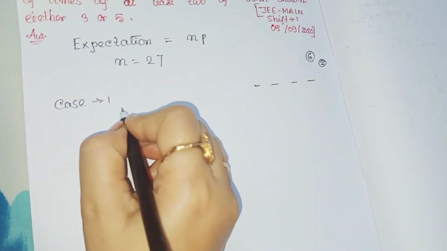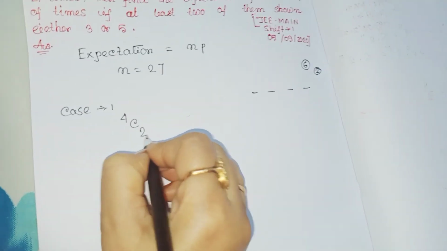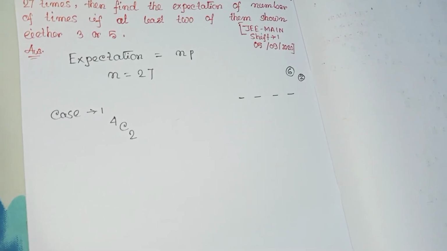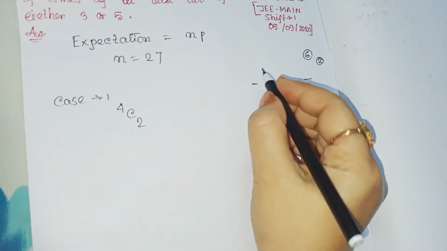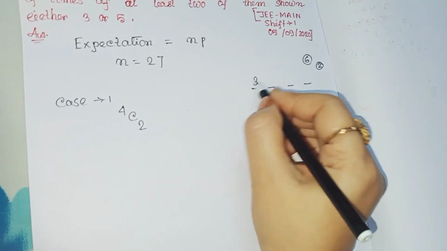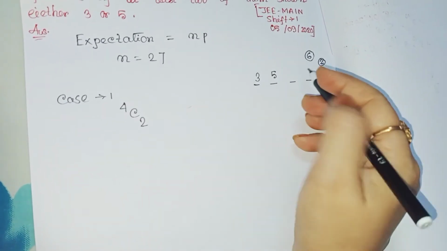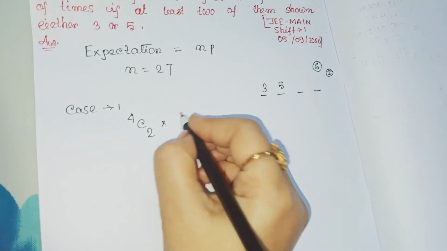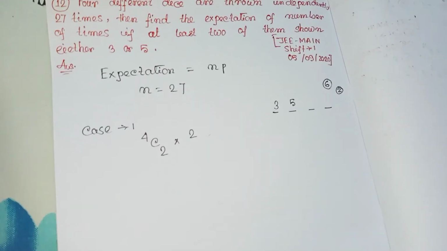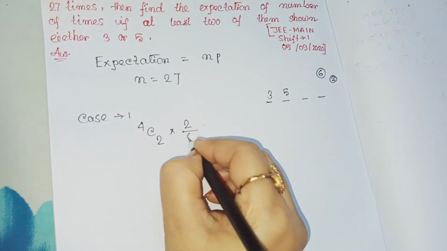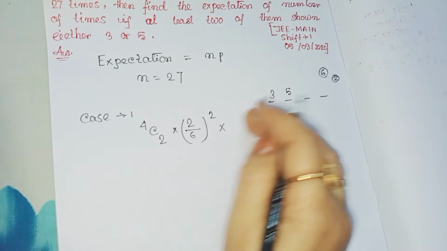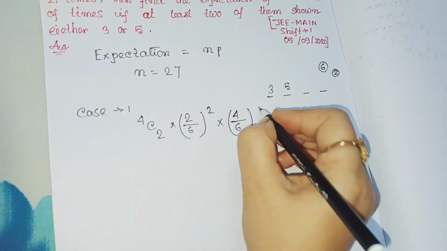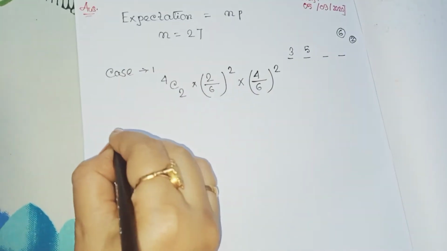So at first, case 1: 4C2 is our choice of which dice show 3 or 5. When one die shows a 3 and one shows a 5, the other two are not 3 or 5. So we multiply: 2 by 6 is fixed for 2 dice, so (2/6) happens 2 times, and the not-happened probability is 4 by 6, which also happens 2 times. This is case 1.